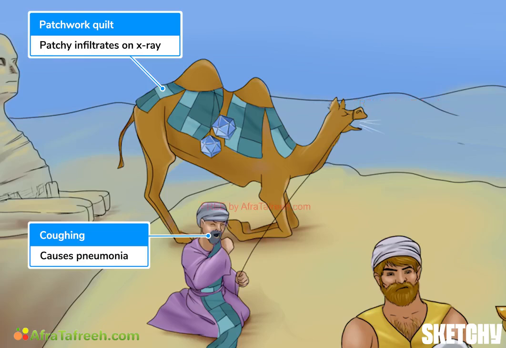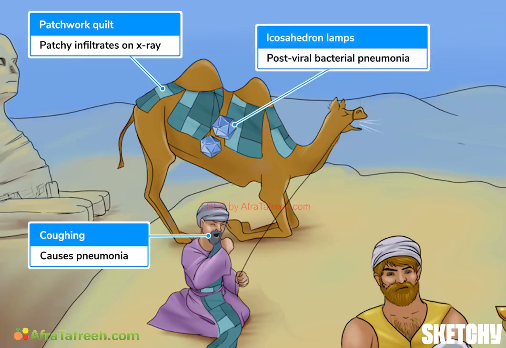I actually got suckered into buying one of these in Morocco. But anyway, in our drawing, they're supposed to remind you of the icosahedron-shaped capsule of a virus. And we have these here because the pneumonia caused by Staph aureus is most commonly a secondary post-viral superinfection, or a bacterial infection that occurs after our immune system has been weakened by a viral infection.